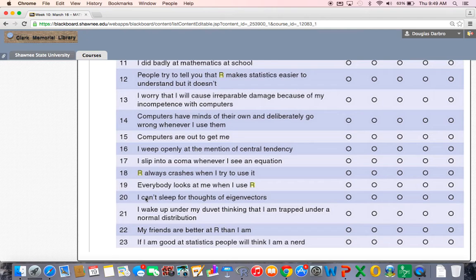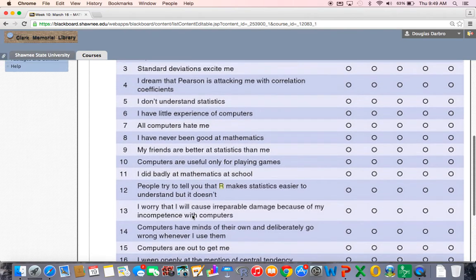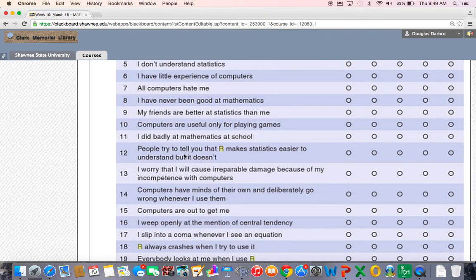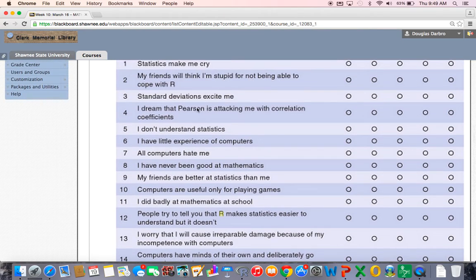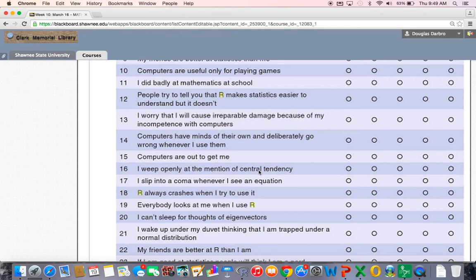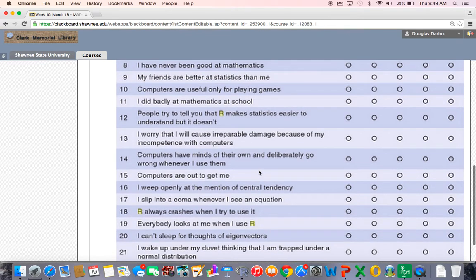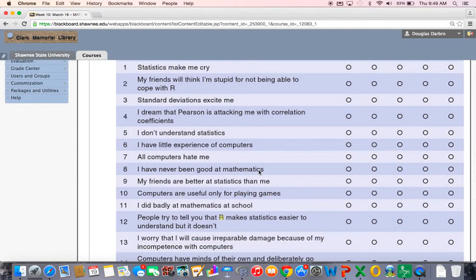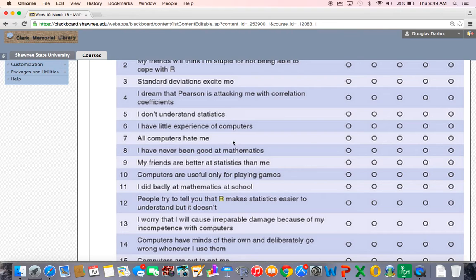Question 20: I can't sleep for the thought of eigenvectors. Okay. I wake up under my duvet thinking I'm trapped with a normal distribution. Okay. Question number 3, standard deviations. Starting to see a pattern. Number 12, that's the one I think is a little vague. I'd probably consider getting rid of that. Number 4 is talking about a Pearson correlation. 16 talks about central tendency. Notice that every one of these questions has terminology dealing with statistics. Statistical terminology. So guys, I'm going to call factor number 1 my statistics factor.